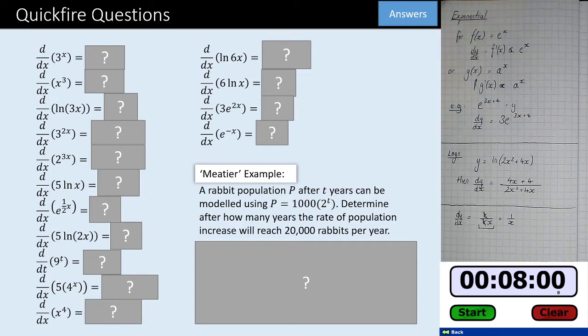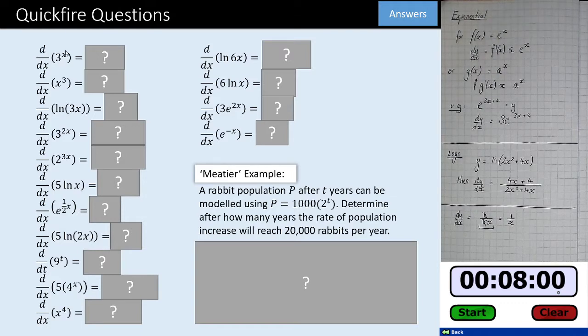Okay, so at this point, hopefully you've had a go at some of those questions. You've had a go at getting some of these answers together, mixing in some of the things which we should know already. So let's have a look at some of these answers.